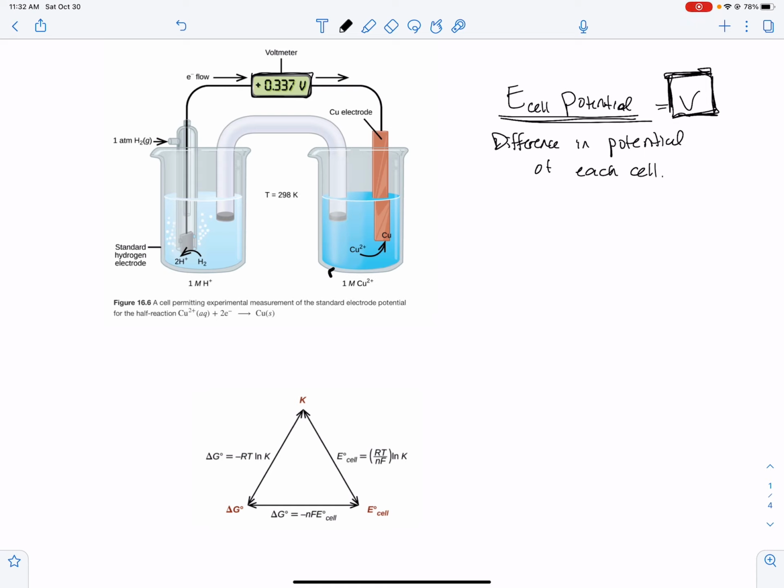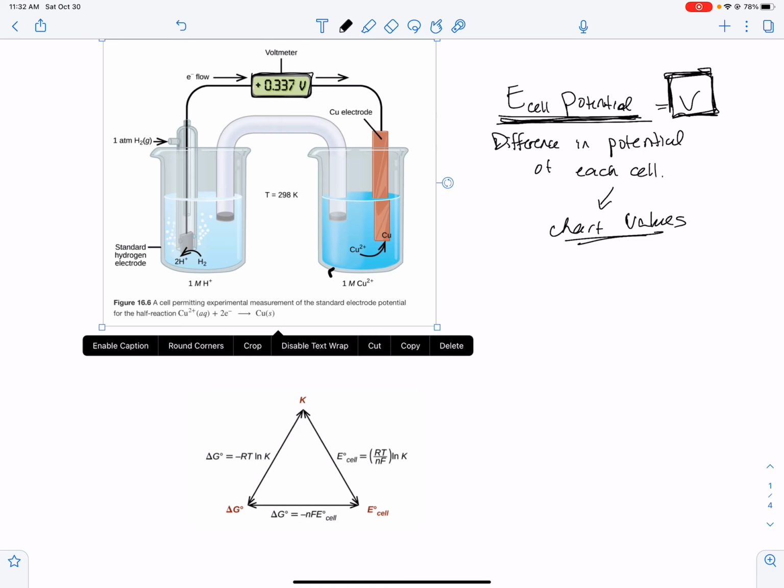So this is what you're going to be calculating, and you get cell potentials. You get each potential in each cell, and this just comes from a chart of values. So you'll see that demonstrated in the next section. It just comes from a chart, and you just have to make sure you pick them in the right spot.